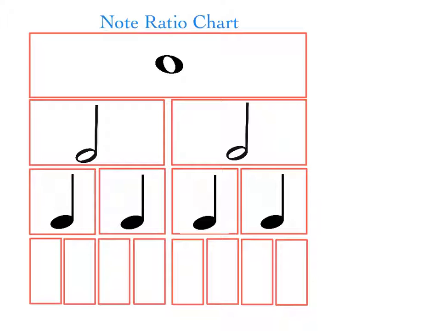Observe that each half note divides into 2 quarter notes. It is accurate to say that a quarter note is worth half of a half note, and a half note is equal to 2 quarter notes.